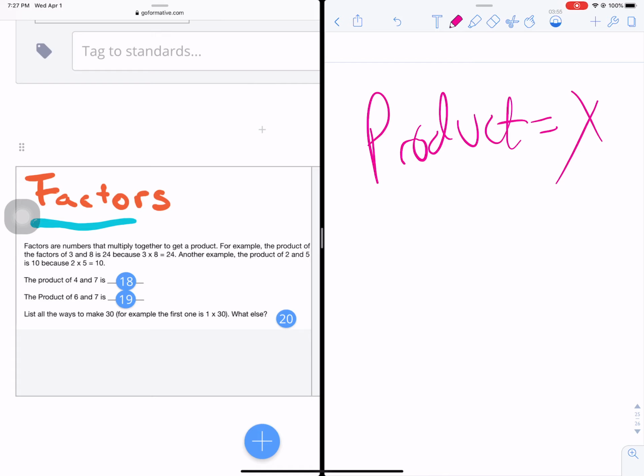So what's the product of 2 and 3? 6. Why? Because 2 times 3 is 6. What's the product of 2 and 5? 10. Why? Because 2 times 5 is 10. So that is what product means. And the factors of numbers are what you multiply to get those products.